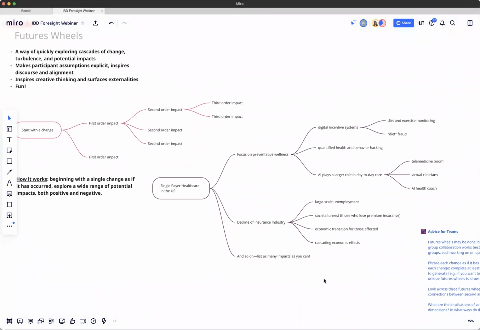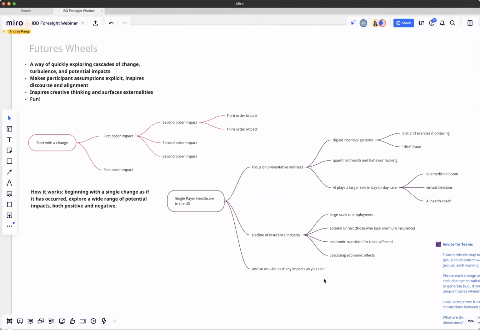It allows us to work really quickly and to work collaboratively. So futures wheels are really best done collaboratively as a team. They're meant to be done quickly, and without a high degree of seriousness, because what we're trying to do is get to a broad range of impacts as quickly as we can, in a way that is thorough, but not necessarily the product of super rigorous analysis. The good thing about this process is that it allows us as a group to make our assumptions explicit and inspires discourse and alignment.